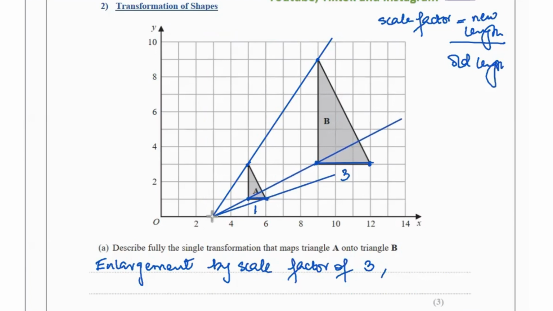I think it's this, yeah. This is the center of enlargement because this is the point through which all of these lines are passing through. So remember, whenever the size of the shape is changing, that means it's an enlargement. If the size of the shape is same and the direction of the shape is also same, then it's a translation. If the size of the shape is same and the direction has changed, it can be rotation or reflection.